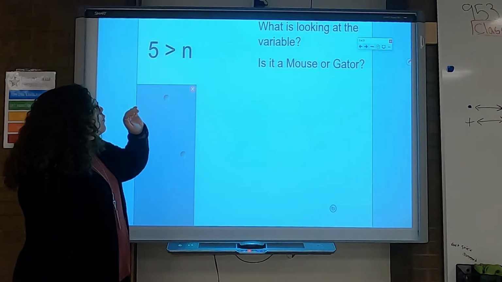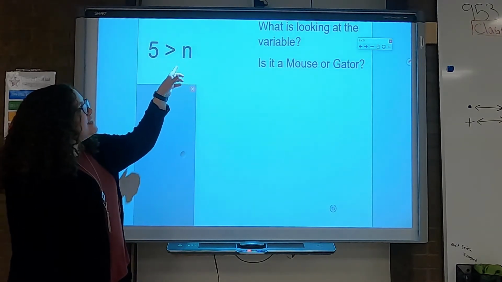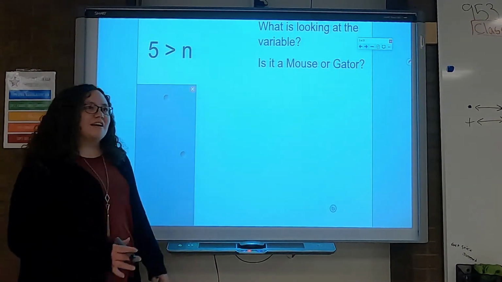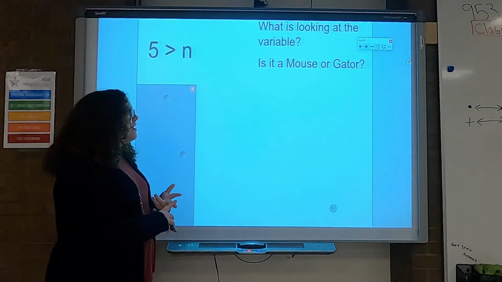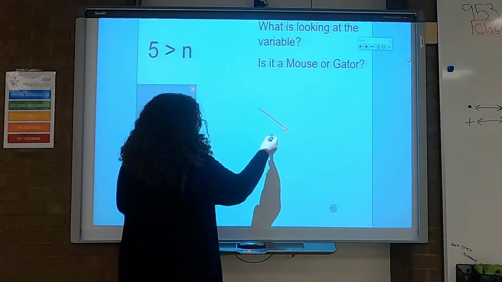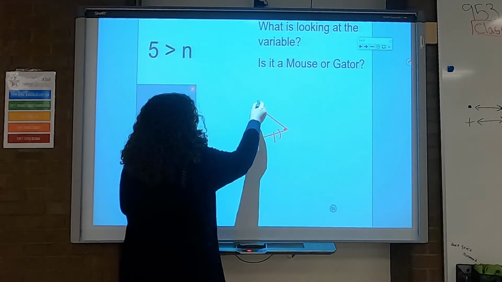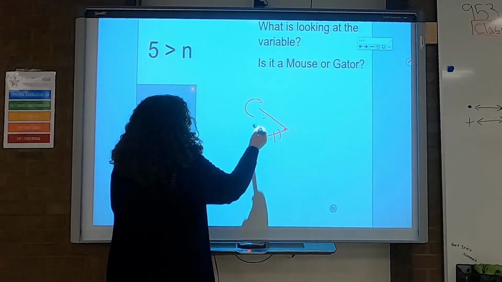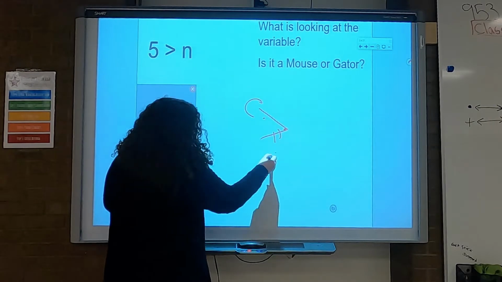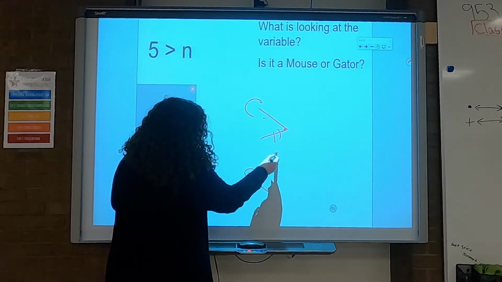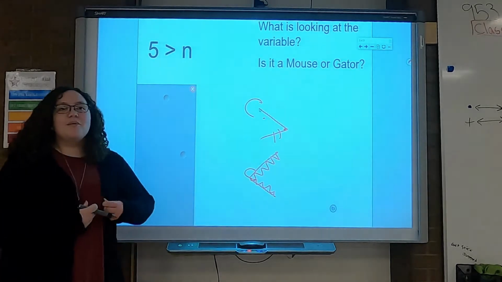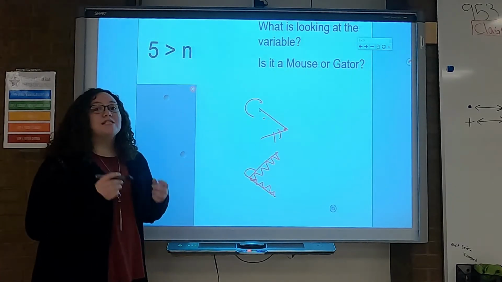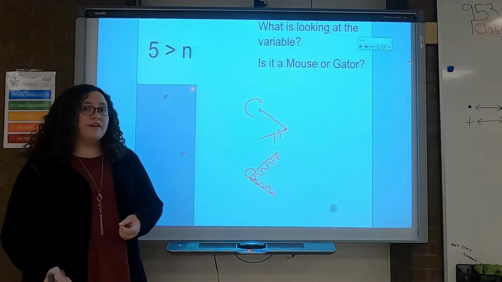So what we want to look at is what is looking at the variable. This is going to sound a little silly, but we've got a mouse and we've got a gator. You've got your little mouse like this, with its nose and some whiskers and an ear, a little eye so it can see, and then you've got the gator. Big old mouth with the eye back here and a big mouth full of teeth. That's a scary gator, isn't it? So we're going to look at which one of these two is looking at the variable.